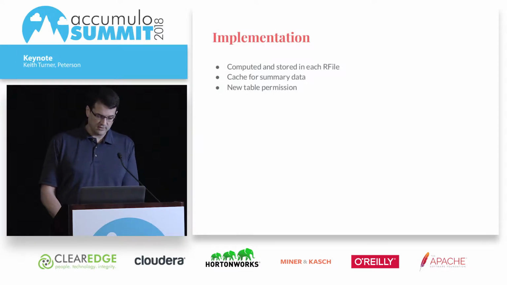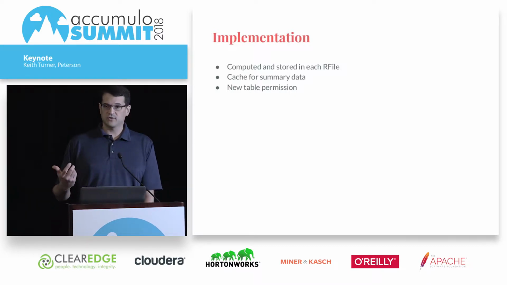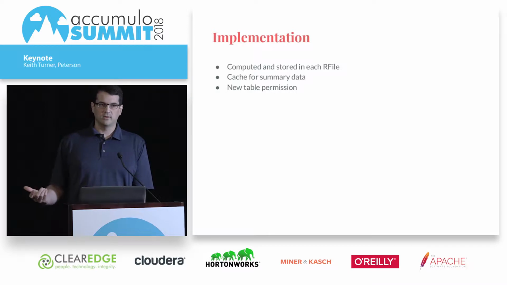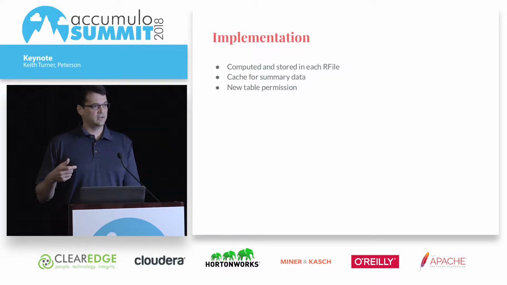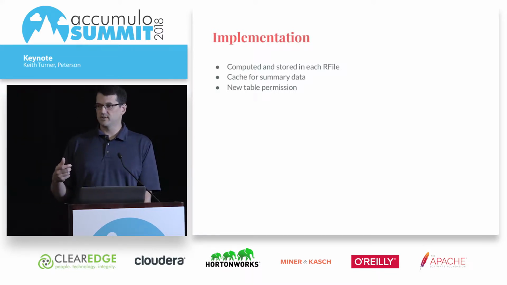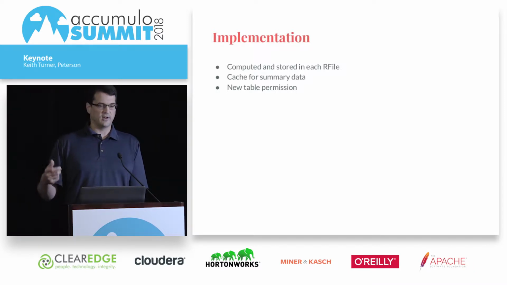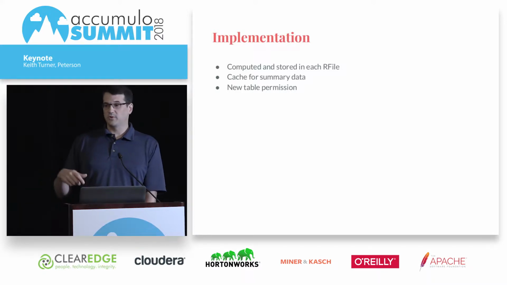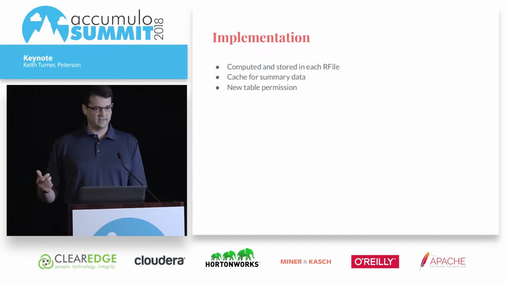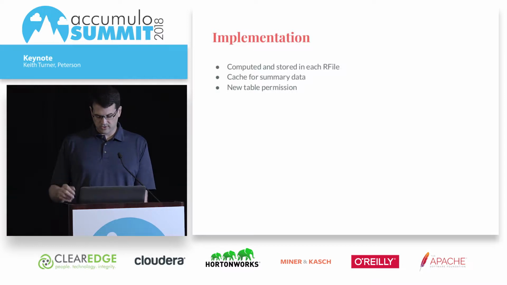For implementation, summaries are stored in each R file. For efficiency, there's a cache of summary data. And the main purpose of this is, if compaction strategies are repeatedly going to be asking for summary data to make their decisions about compacting tablets, you don't want them to have to go to the R files, go to HDFS to get that information. So hopefully you're creating small summaries and that easily fits in a cache. The compaction strategies can grab that from the cache and quickly make decisions about what to do.